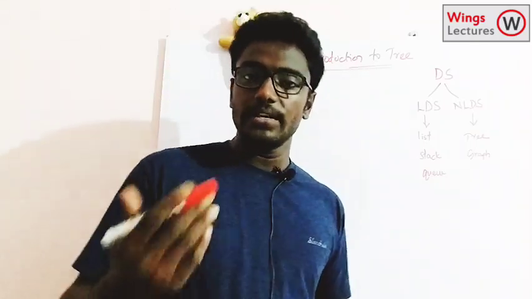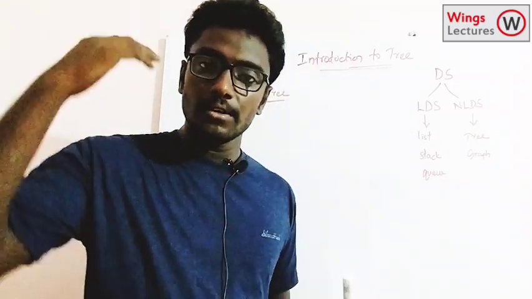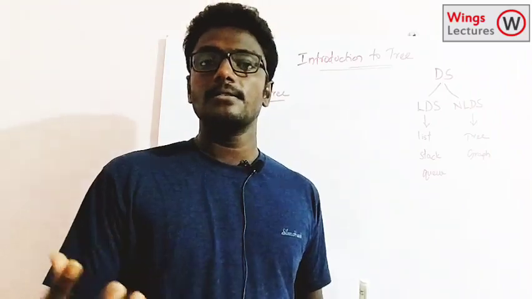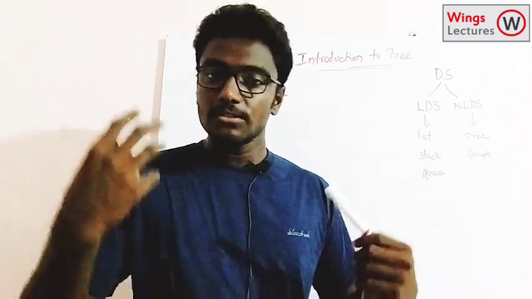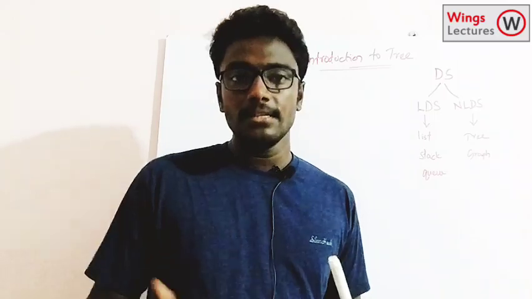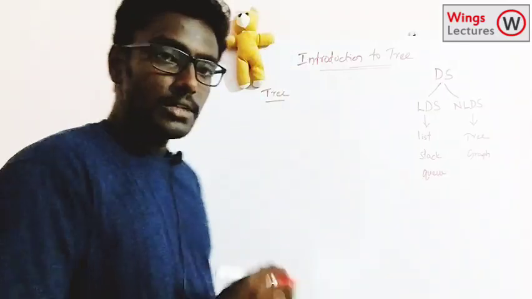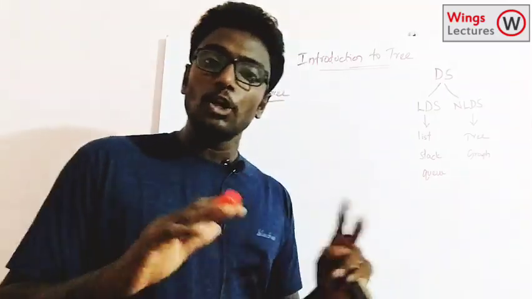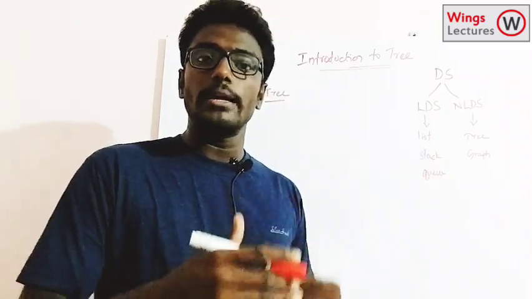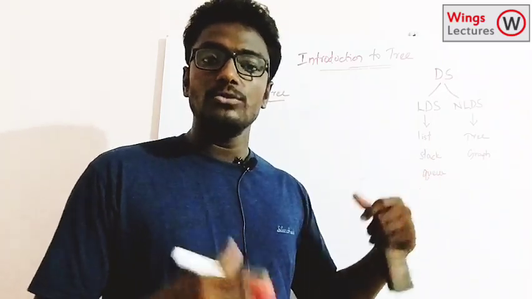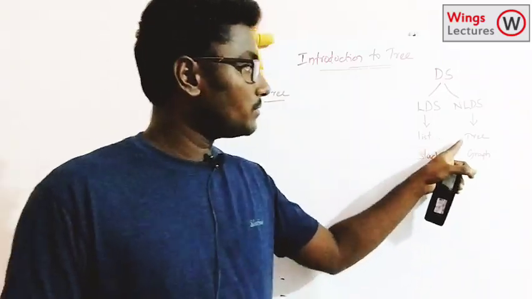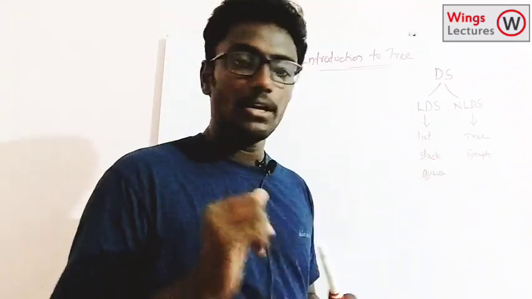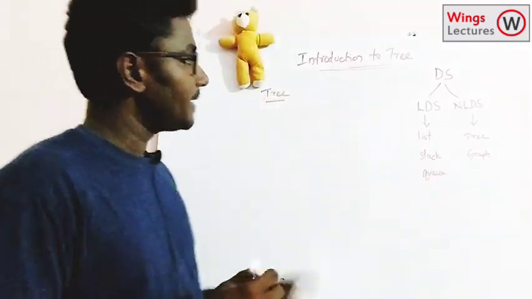In families we can take grandfather, father, and then sons, then children. So that's a hierarchy, right? That is the whole principle of a non-linear data structure. This is how we arrange the data by using a non-linear data structure. Here we are going to deal with tree and graph. First I am going to explain tree.